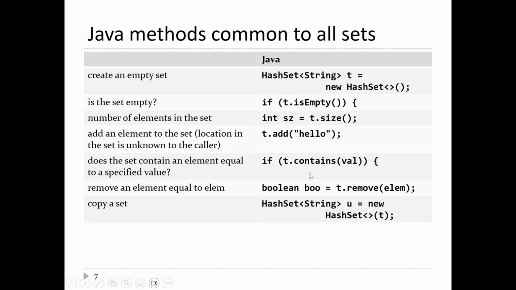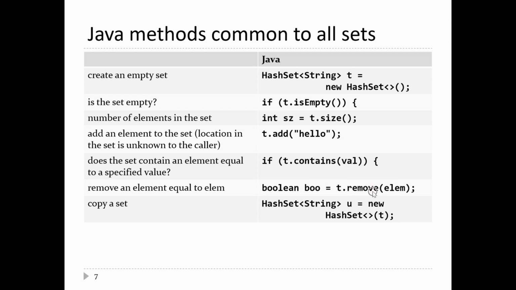Does the set contain a value? So the method is called contains. Also exactly the same as list. For the set types, contains is very fast. So for hash set, it's O(1) complexity. For tree set, it's O(log n), where n is the number of elements in the set. So contains is very fast for the different types of sets.